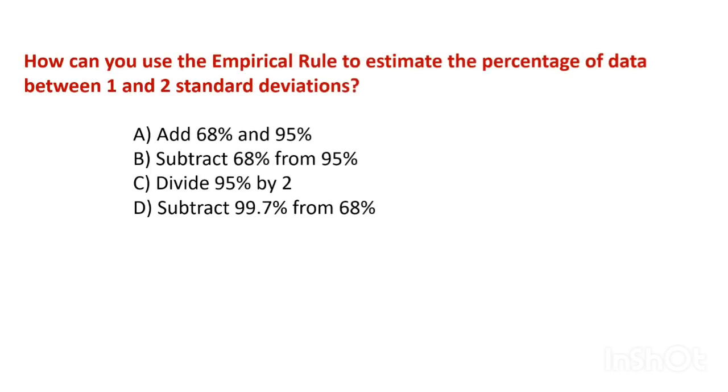How can you use the empirical rule to estimate the percentage of data between 1 and 2 standard deviations? Generally, to estimate the percentage of data between 1 and 2 standard deviations, subtract the percentage of data within 1 standard deviation from the percentage within 2 standard deviations. 95% minus 68% gives us 27%. Therefore, the correct answer here is B, subtract 68% from 95%.